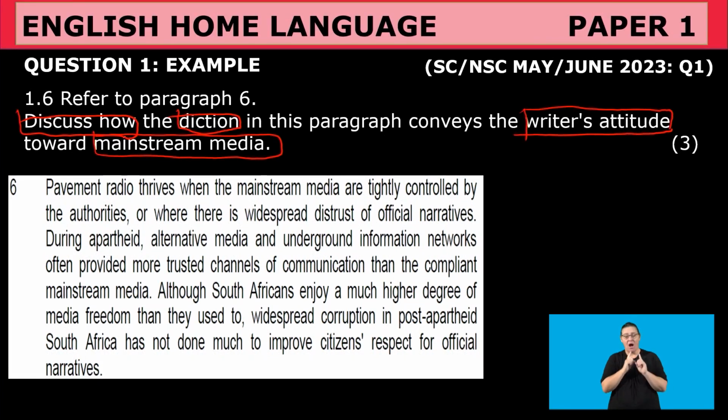To answer a diction question, you will go to the paragraph, you can see it's here, and you will find words that show strong emotion, strong attitude. Here we see tightly controlled, widespread distrust, and then there is an although that shows maybe a contrast, and here again widespread corruption. So even without going through the entire paragraph, we can see that the writer's attitude towards the mainstream media shows distrust because there's corruption and because it's so tightly controlled.